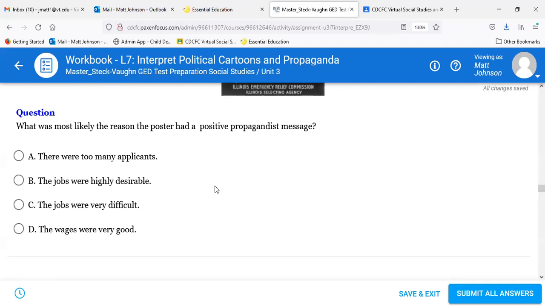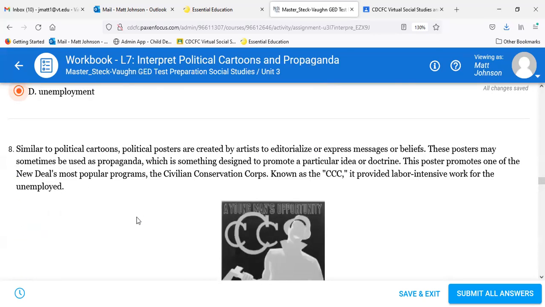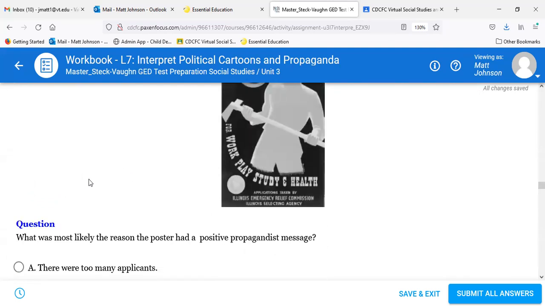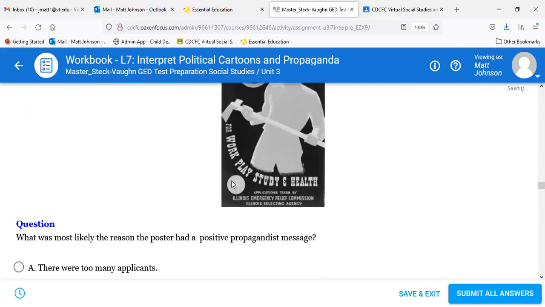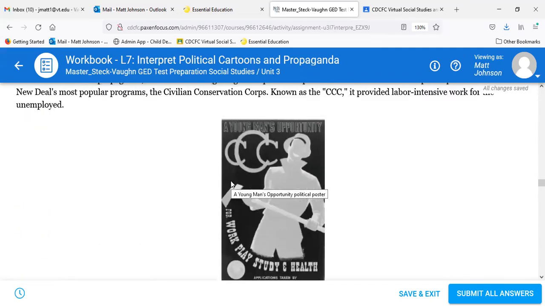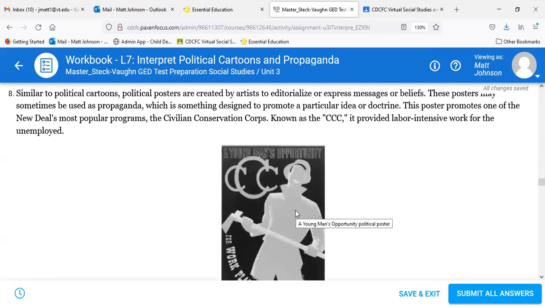Well, looking at the picture says a young man's opportunity for workplace, study, and health. Applicants taken by a commission. So B. It's C. The jobs were really very difficult. This is one of those. It's kind of a little vague, right? Because he's happy, but he's holding the hammer, or what is that in his hand? I think it's an axe, maybe. It's an axe or like a sledgehammer. That shows that it's a hard job for the people.